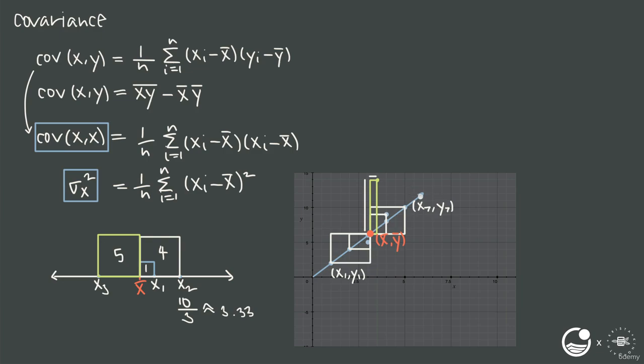Or we could work backwards and say that as x decreases, so as we move from right to left this way, y also decreases. We move from top to bottom. So either y is decreasing as x is decreasing, or y is increasing as x is increasing. In either case, both variables are moving in the same direction at the same time.